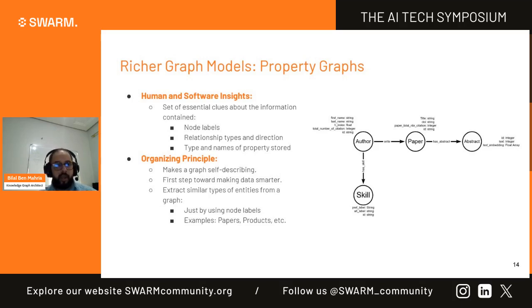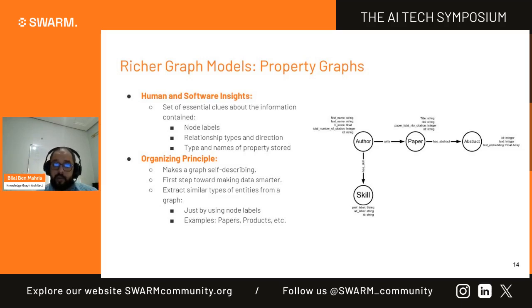So here we can understand that in this property graph, we can say the following. The property graph makes a graph self-describing. So I don't need to rely on people in order to understand exactly what is embedded in this graph. And this can be considered a first step toward making data smarter. And now, as a data scientist or data engineer, I can understand that if I want to extract all the papers, I have here a node called paper that I can use.